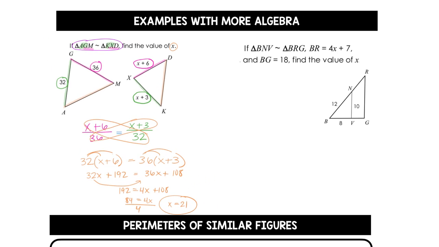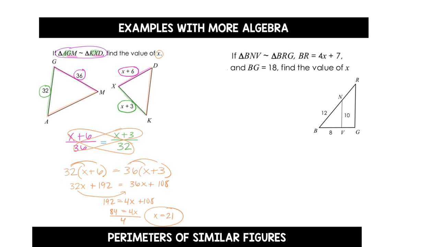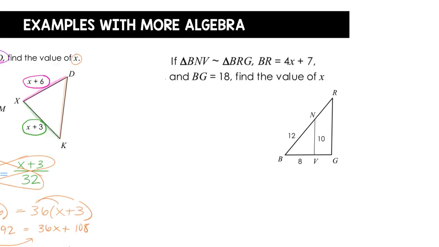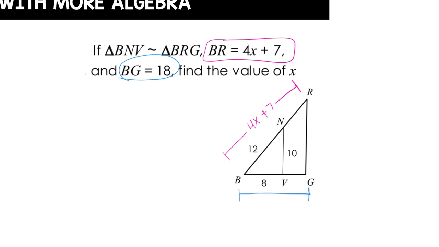And then over here, we have two similar triangles, but they're kind of overlapping each other. So this can be confusing to look at. It might be helpful to redraw these as separate triangles. So let's look at the picture here and start labeling what they give us. They tell us that BR is 4x plus 7. That's this whole length right here from B to R. And then they also say that BG is 18. So that's from here to here. That's 18.